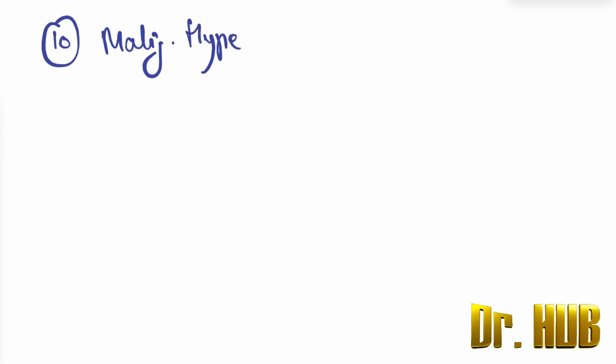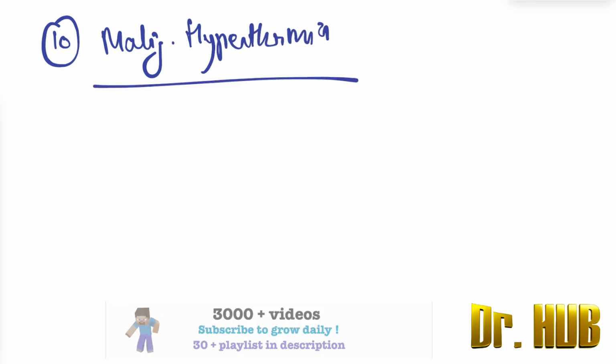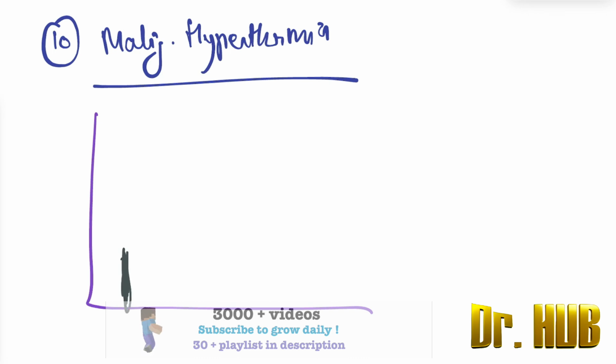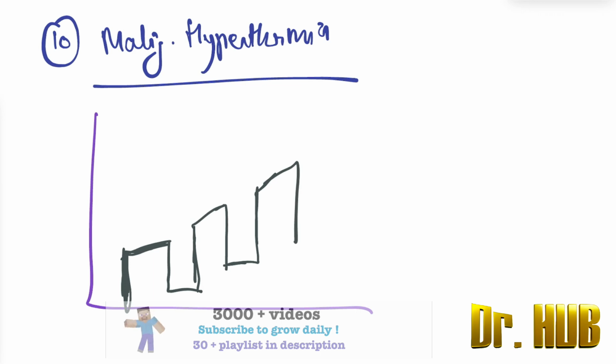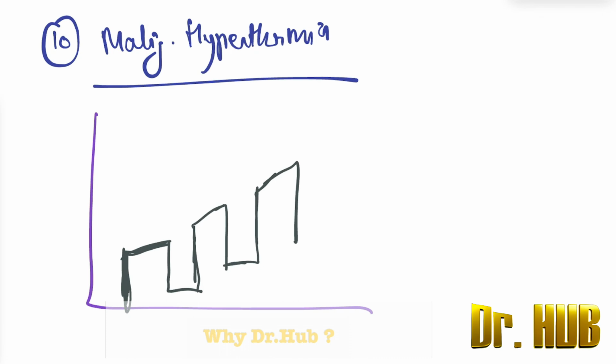Malignant hyperthermia. So under malignant hyperthermia, let's see the graph. The graph is like a continuous bar graph. So there is a bar graph with a gradual upward incline, and again this increases in size. So this is nothing but the malignant hyperthermia. So this was number 10.